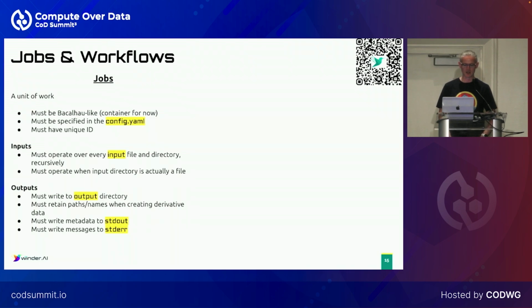So jobs and workflows. Jobs are a unit of work, and they are represented for now as a Bacalhau-like runnable thing. We mostly use Docker for all of our jobs, but no reason why we couldn't use a WASM job. It should be pretty easy, just hook that in. Specified in the config YAML.